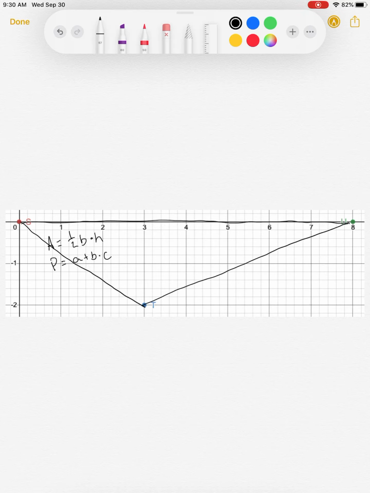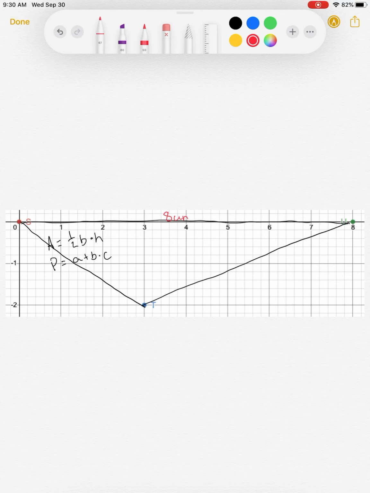First things first, I'm going to say that this side SU is 8 units, because I can count from the left all the way to the right, and I can see that it's 8 units long. Now, the challenge for these other two sides is that they don't go straight horizontally or vertically, so we have to use our distance formula to calculate these.